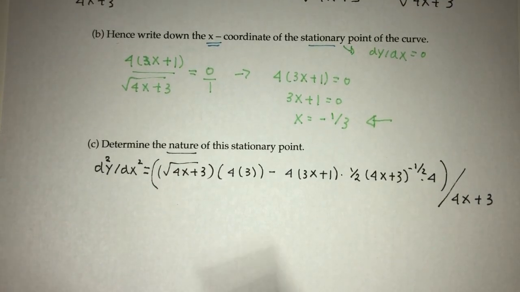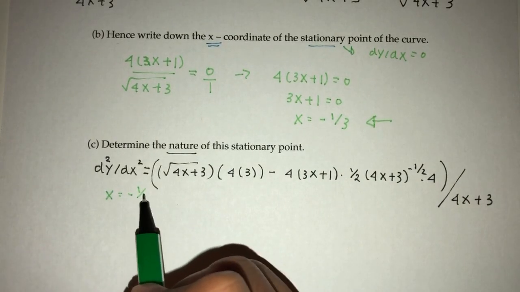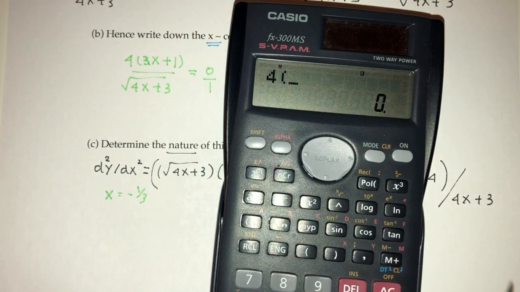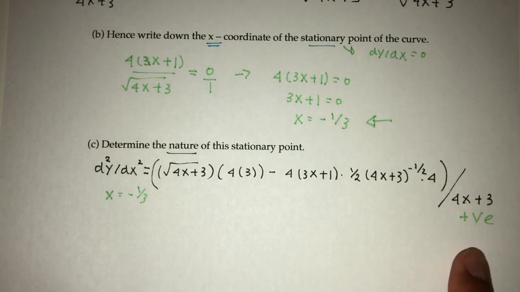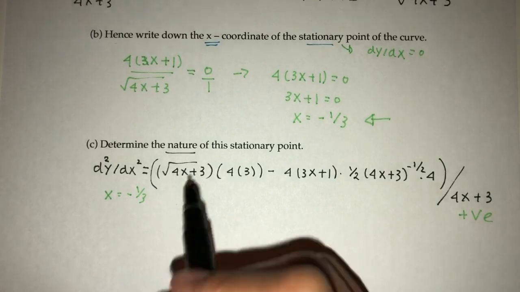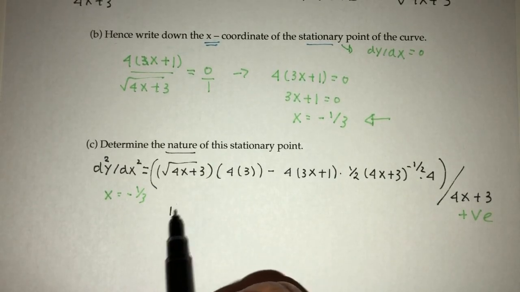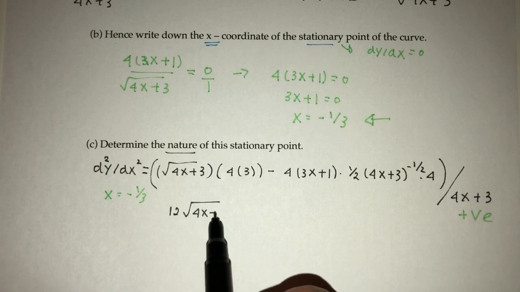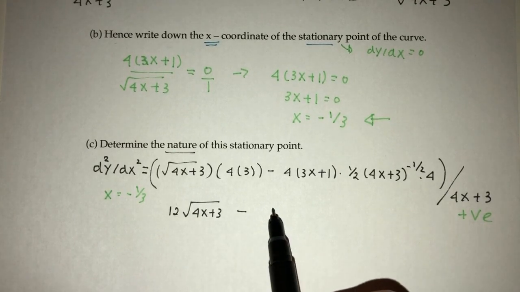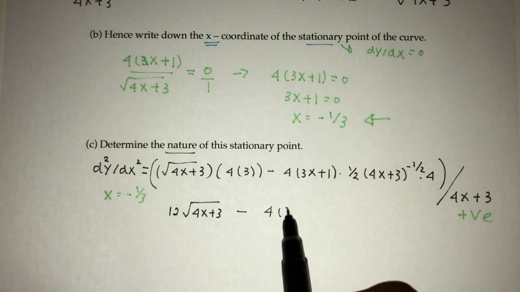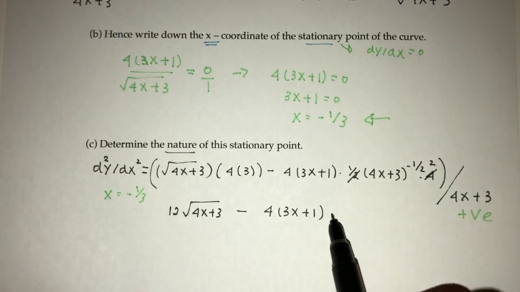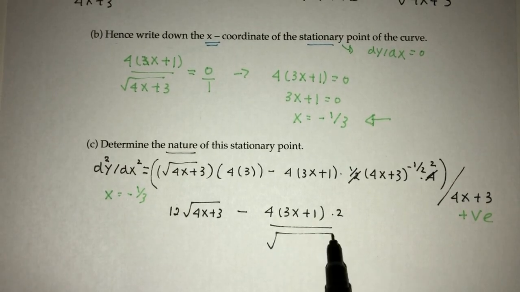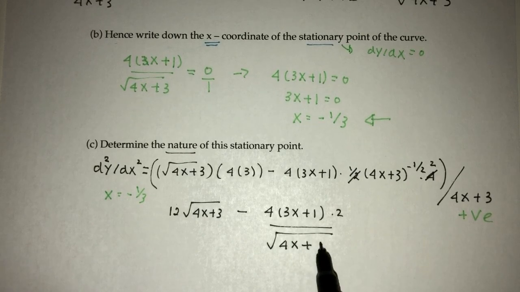So let's see. When the value of x is equal to minus 1 over 3, what is the base value? 4 times minus 1 over 3 plus 3. That becomes a positive value. That's all we care about. We don't need the value, we just need the sign. Now for the top, we can somewhat simplify. You will have 12 times 4x plus 3, minus 4 times 3x plus 1. This will go away. You will have 2 here over root of 4x plus 3.